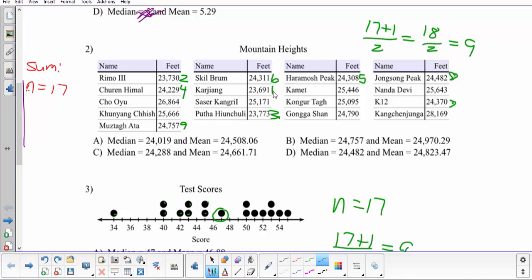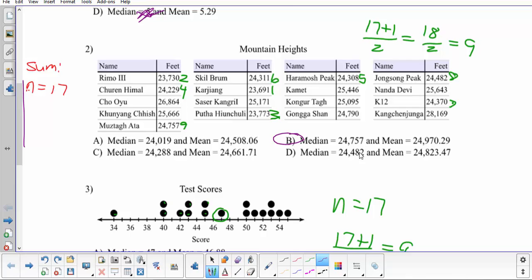I found the smallest, 23,691. The next smallest was 23,730. Then I had 23,773. The fourth, 24,229. The fifth, 24,308. The sixth, 24,311. The seventh, 24,370. The eighth, 24,482. And the ninth one was 24,757. So if I look, there's only one median that has that as the choice.